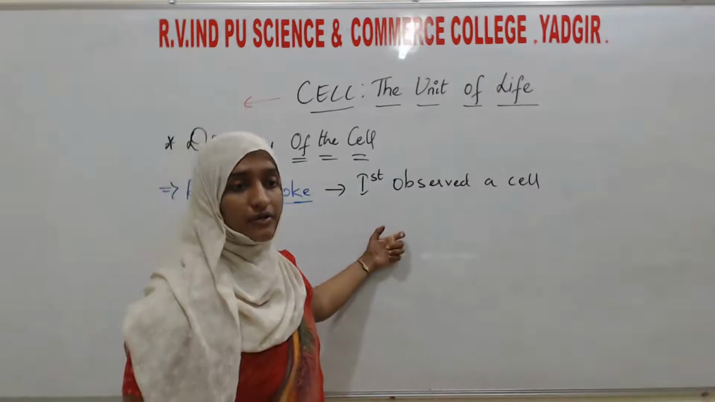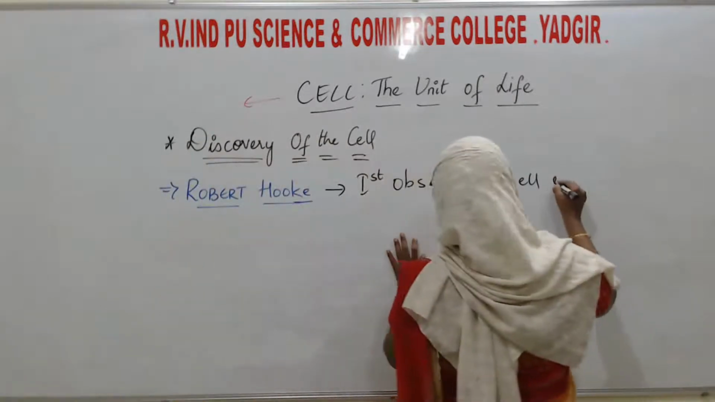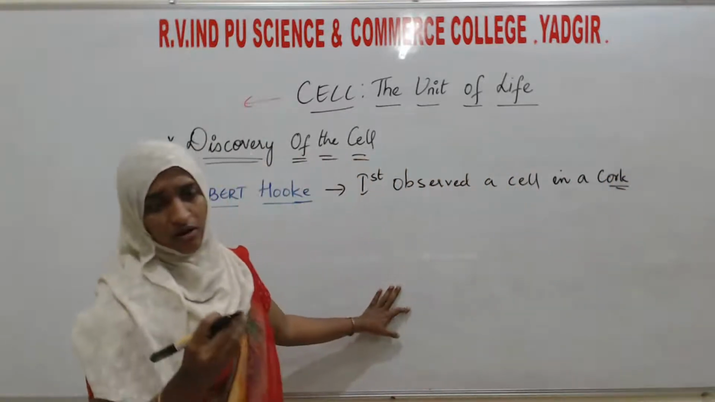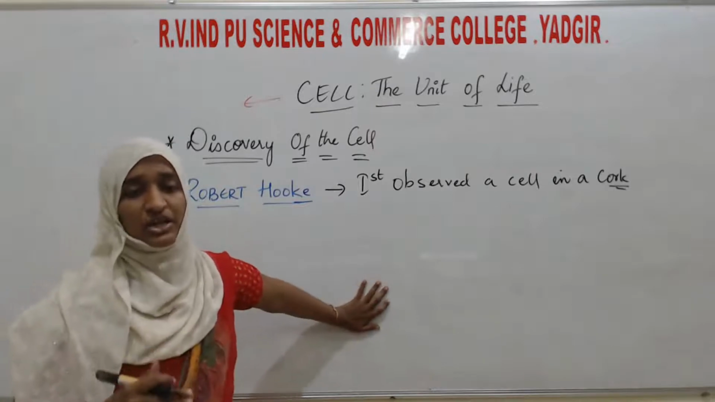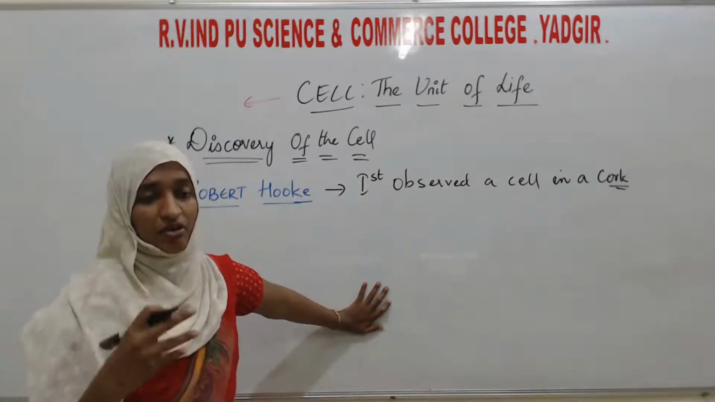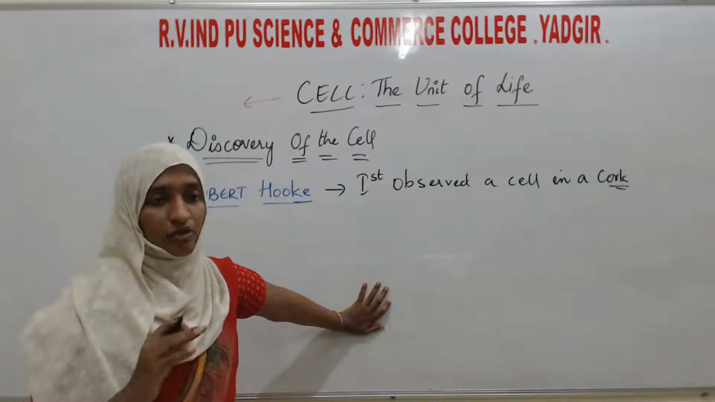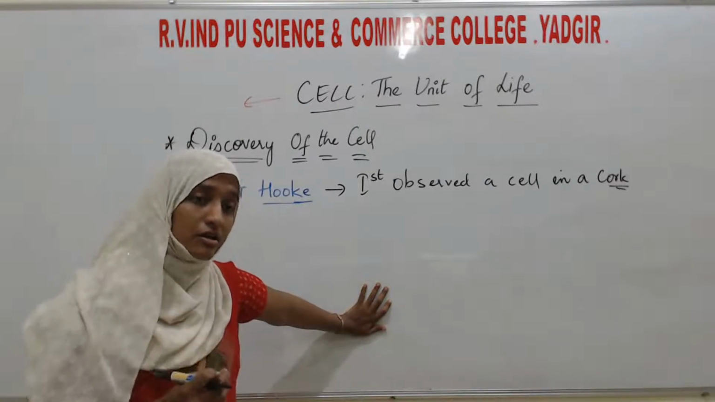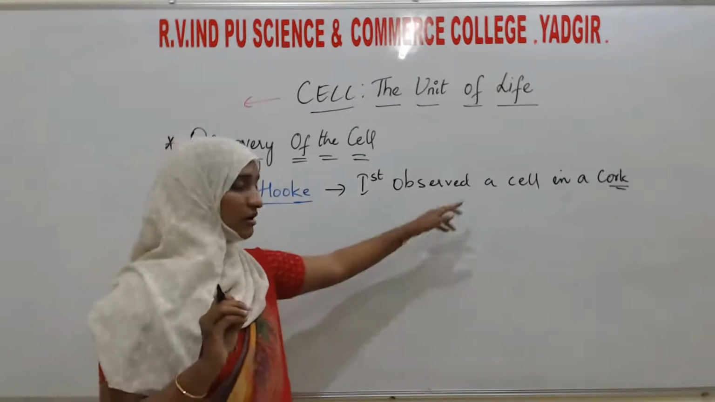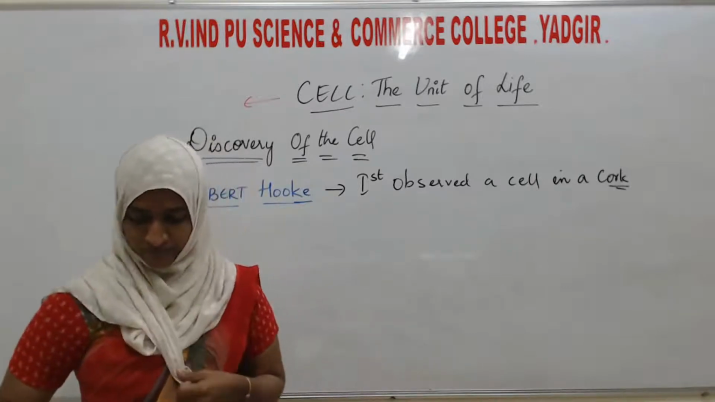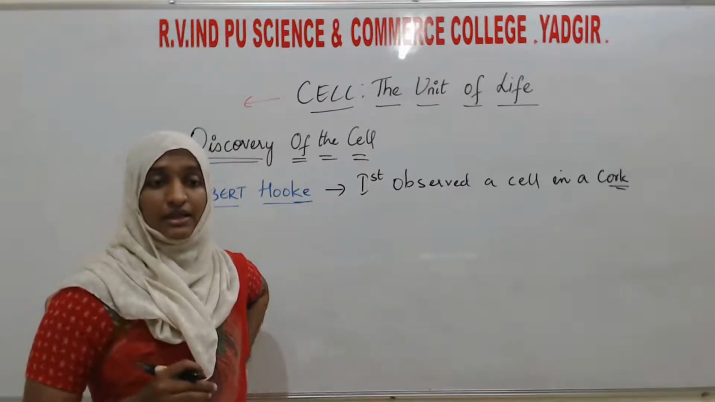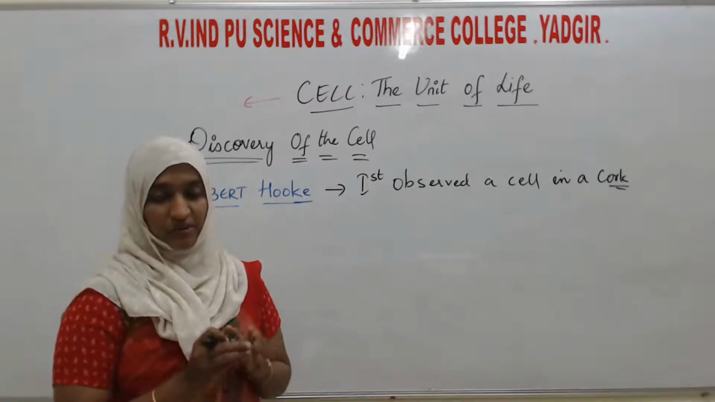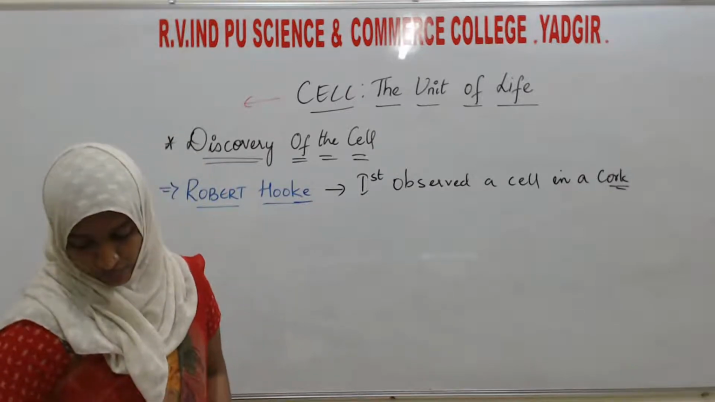Where did he observe a cell? In cork. What do you mean by cork? It is the part of the bark on the stem of plants or trees, a group of cells, which we call cork. In that cork he first observed a cell. But what he actually saw was an enclosing space left by the dead protoplast.